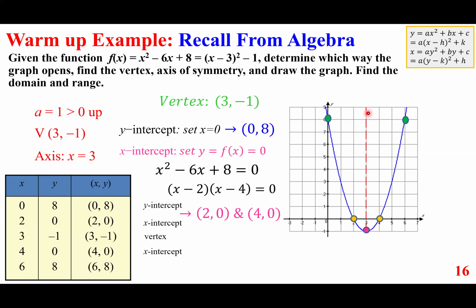And the domain and range. Domain for a parabola that opens up or down is all real numbers, negative to positive infinity. There is no restriction. Range depends on the location of the vertex. The vertex is located at 3, comma negative 1. So the y coordinate is negative 1 and it opens up. So it's from negative 1 to infinity. Negative 1 is included. If it opened down, it would be from minus infinity to negative 1.